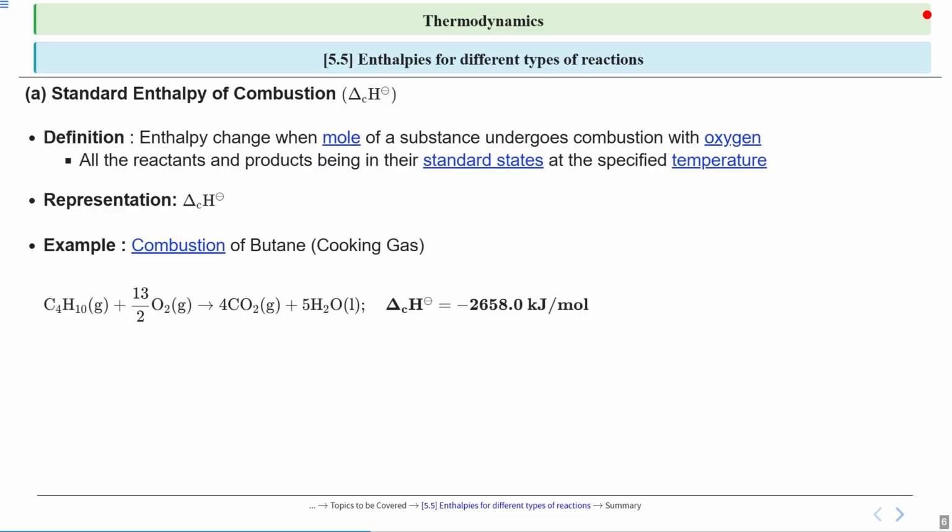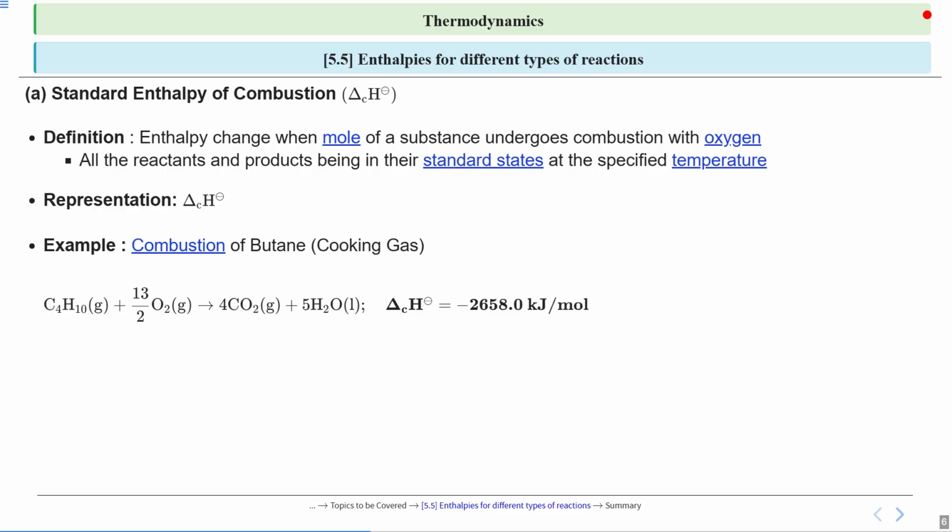The second important thing in this reaction is that it is a balanced chemical equation. And to do the problems of thermochemistry, it is very, very important that you balance the chemical equation. This is the most important part. If you know it, then how do we use it to define the combustion of butane? Or I would say the standard enthalpy of combustion for butane. This value is given as minus 2658.0 kilojoule per mole.